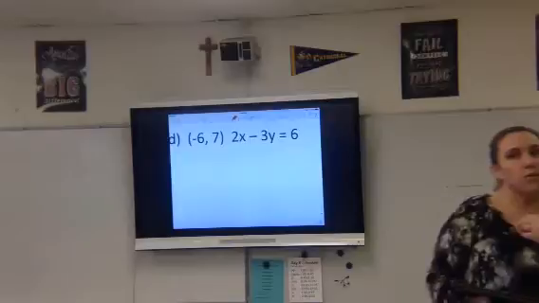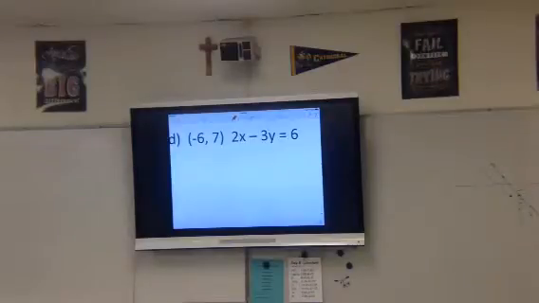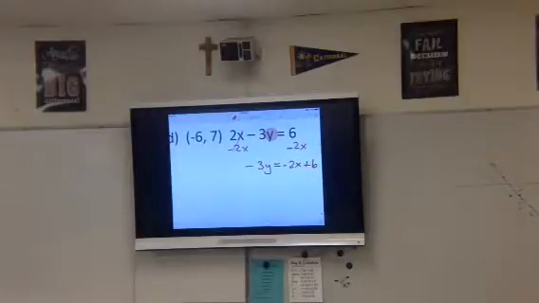All right, let's go around the room here. Ashley B starts off. How are we going to solve for y or isolate the y here? Subtract 2x. Okay, so we're going to subtract the 2x over. So negative 3y equals negative 2x plus 6. Now what do we do, Ashley? I divided everything by negative 3. Good. So divide everything by negative 3.